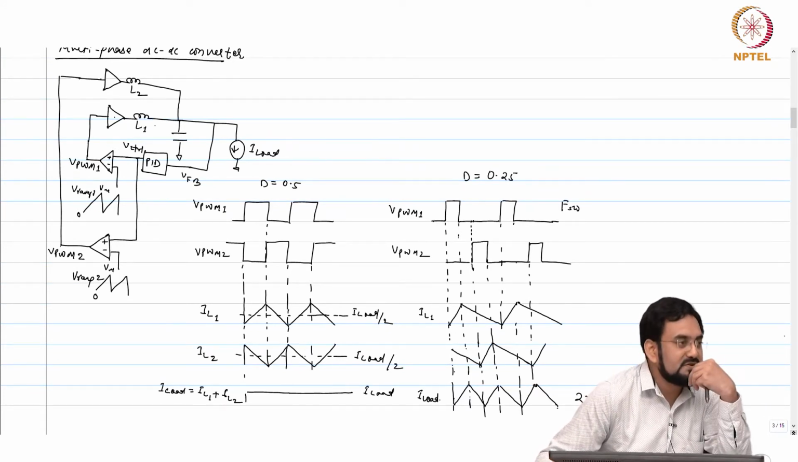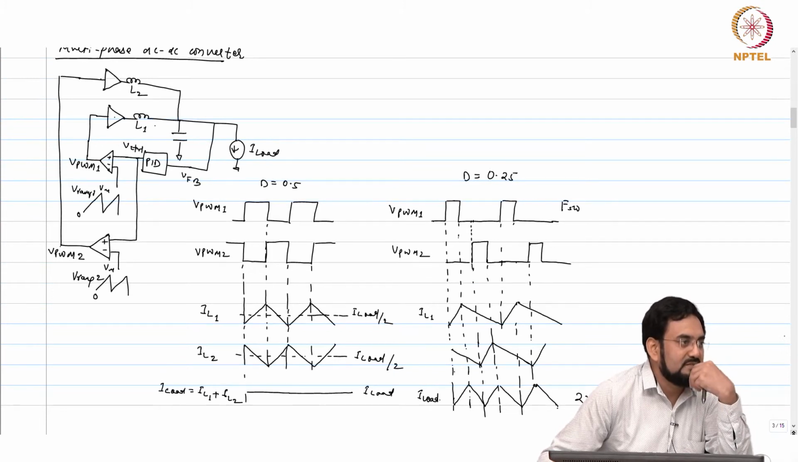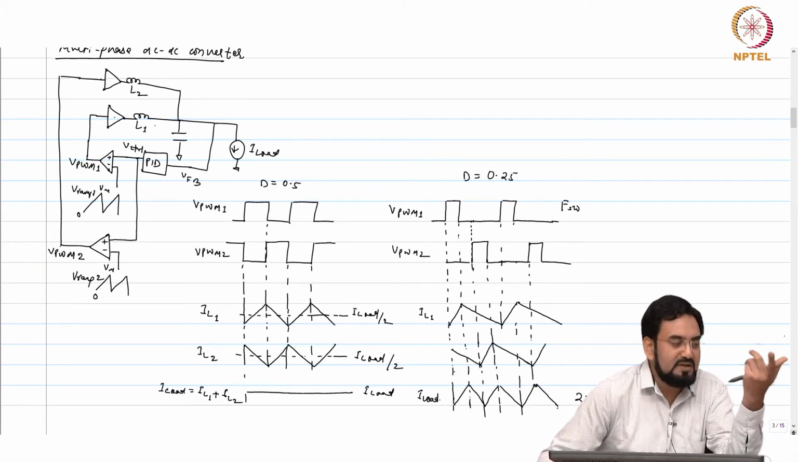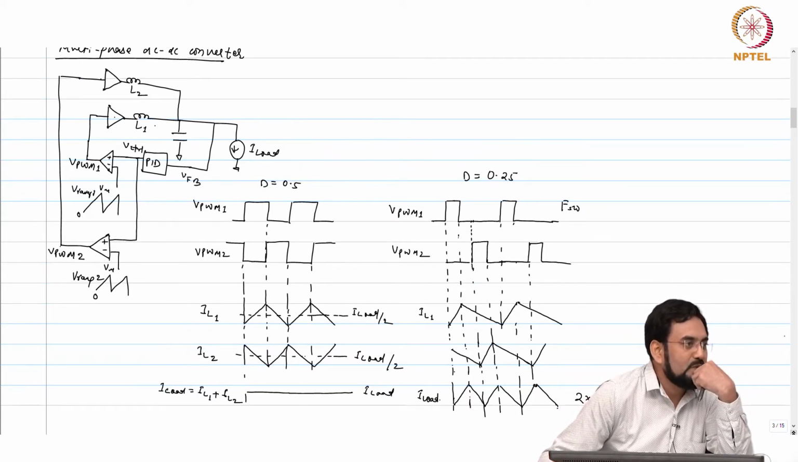Capacitor you can reduce, because now the ripple frequency is 2x. So for the same ripple, you may require half of the cap for 2 phase, or 1/4 cap for 4 phase. But inductor you cannot do anything. Inductor is carrying the same frequency ripple, same amplitude. The only difference is it is carrying lesser current.